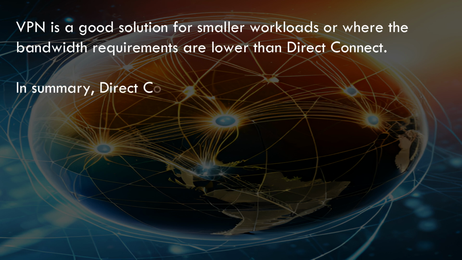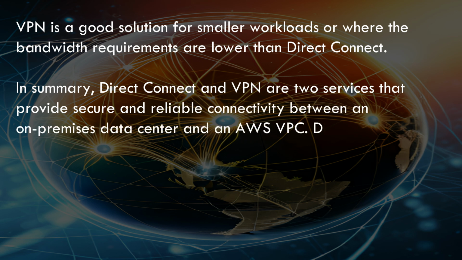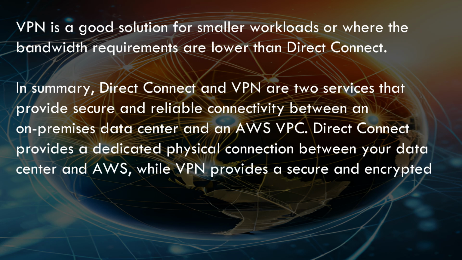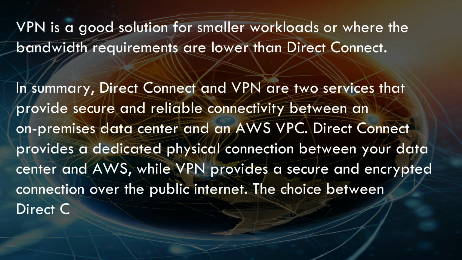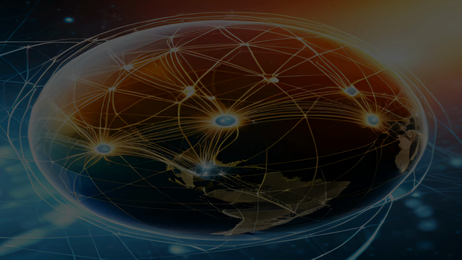In summary, Direct Connect and VPN are two services that provide secure and reliable connectivity between an on-premises data center and an AWS VPC. Direct Connect provides a dedicated physical connection between your data center and AWS, while VPN provides a secure and encrypted connection over the public internet. The choice between Direct Connect and VPN depends on your specific requirements, such as bandwidth, security, and cost.